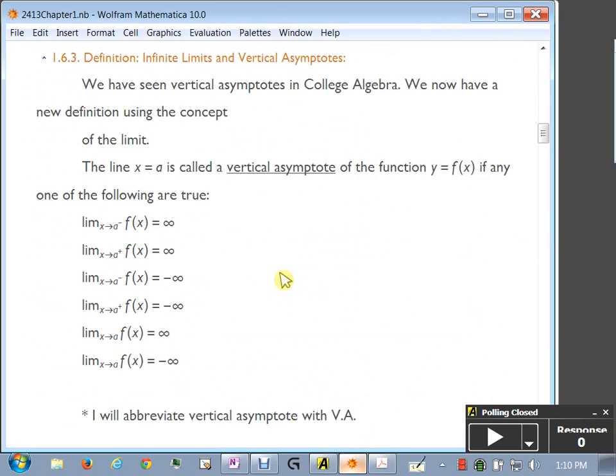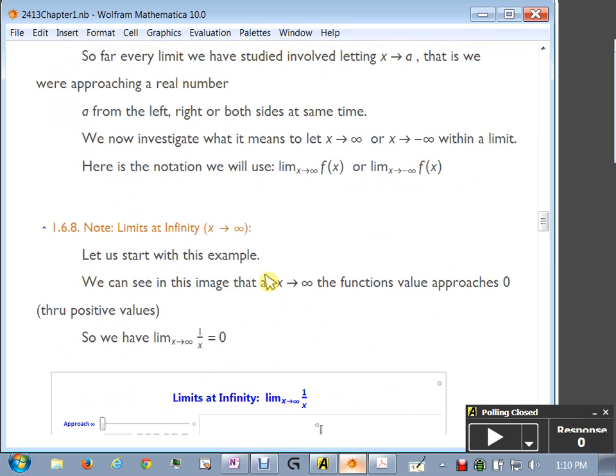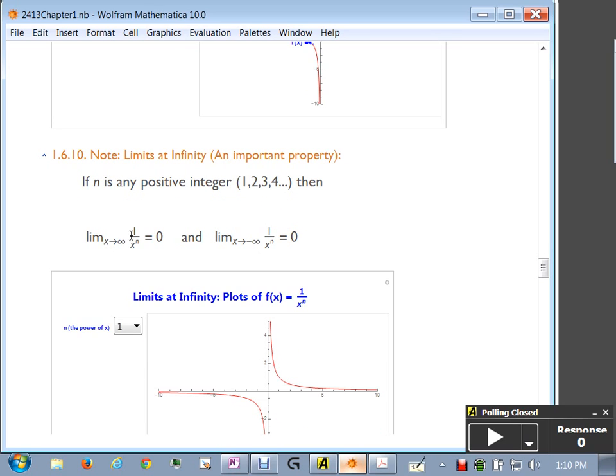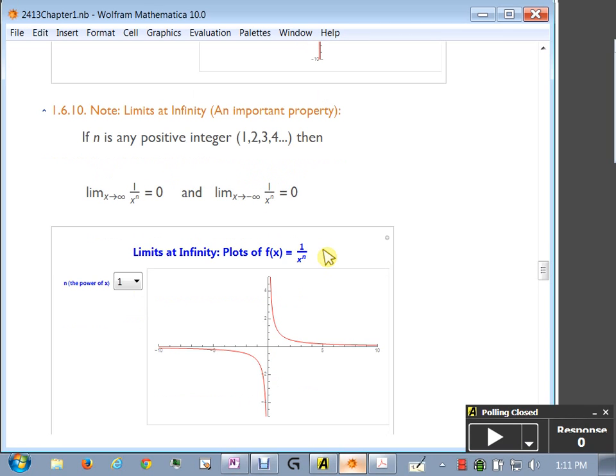I state here an important property: the limit as x goes to infinity of 1 over x to the n equals 0 for all positive integers. And in the notes, remember I gave you a quiz over another set of notes, and it said, know these limits, and I gave you those limits on the quiz. So anytime I say look at a video, and in there it says this is important, I expect you to be able to regurgitate that for me the next class, if you've kind of caught on to that, all right?